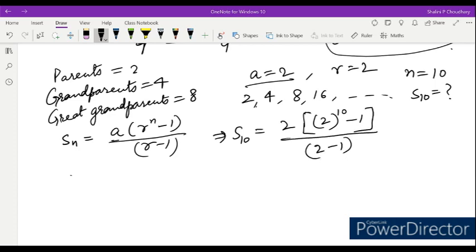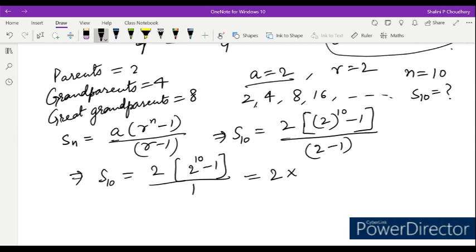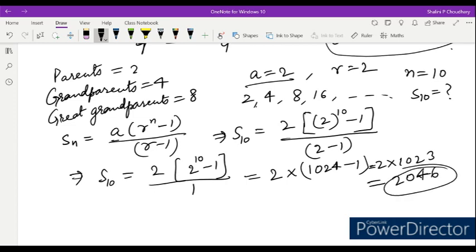Okay, so S10 will be equal to 2 into 2 to the power 10 minus 1 divided by 2 minus 1 which is 1. So 2 into 2 to the power 10 is 1024, and minus 1 is 1023, so that will be equal to 2 into 1023. So total 2 into 1023 will be equal to 2046. So this will be the value.